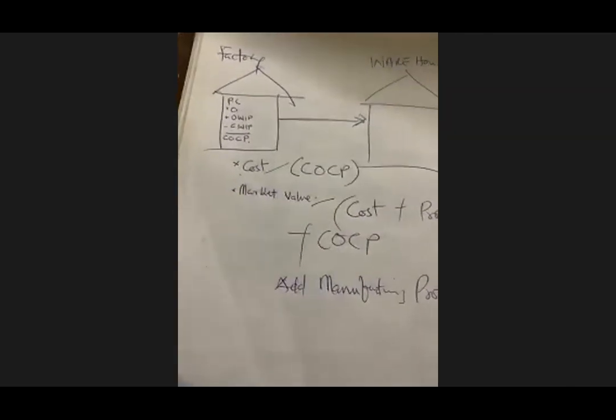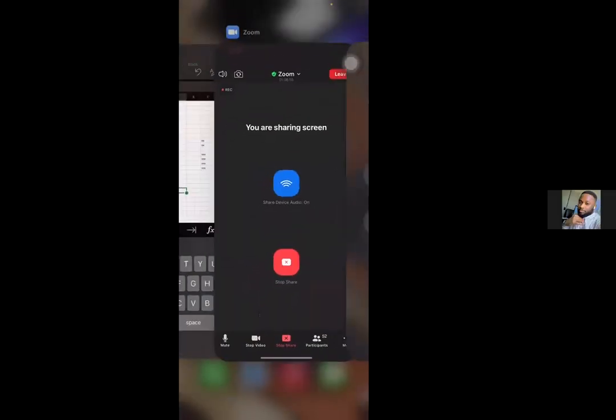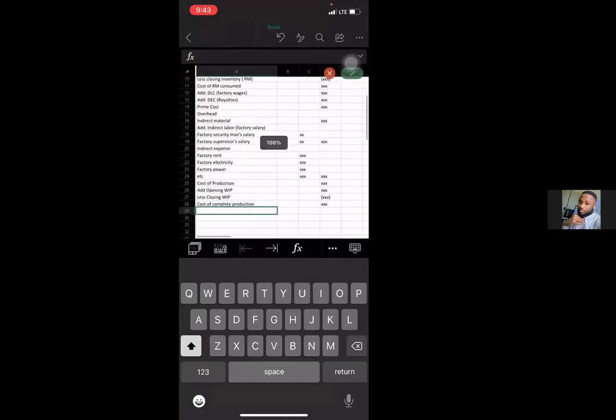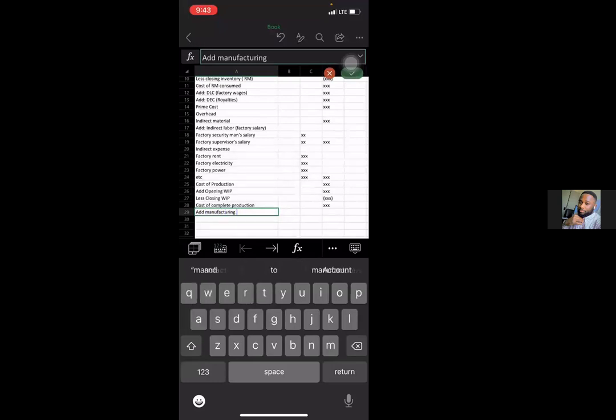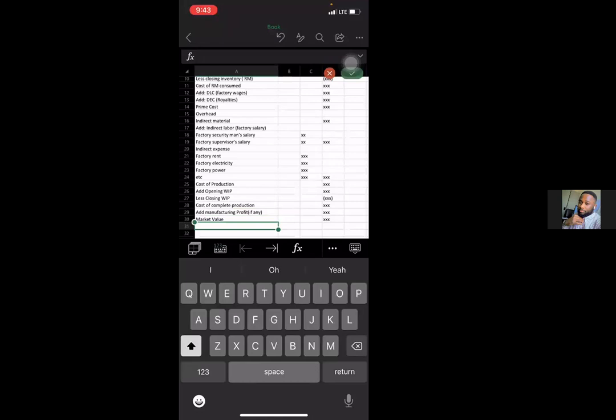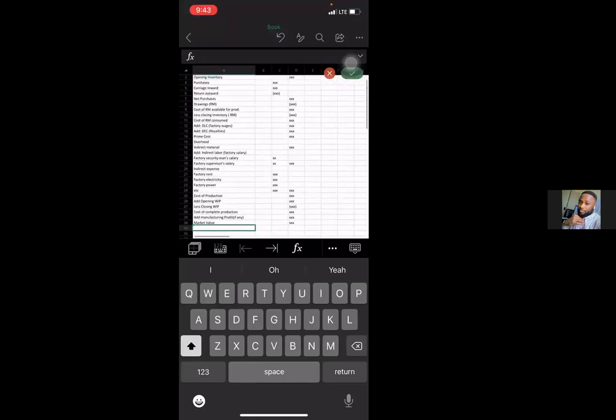So in our Excel sheet, let me share my screen one more time. On our Excel sheet, after getting the cost of complete production, we then add manufacturing profit. All right, and then we have the profit here. And after adding manufacturing profit, we get market value. So we add manufacturing profit, if any, all right? But if there is no manufacturing profit, the goods are transferred based on the cost. So if you're not given manufacturing profit, don't worry yourself about it, all right? You only determine market value when you're given manufacturing profit.